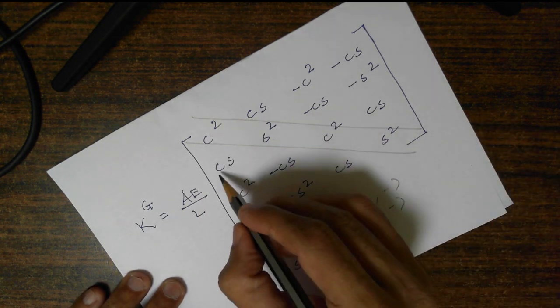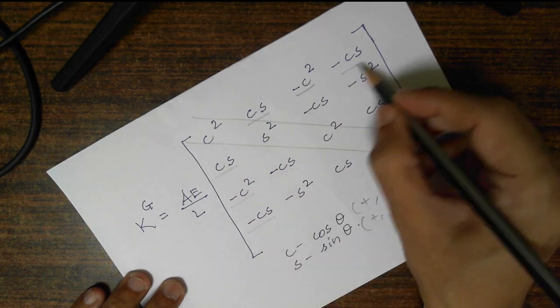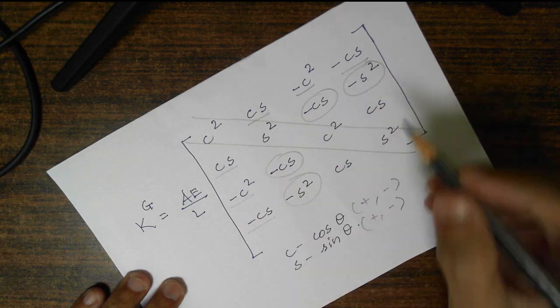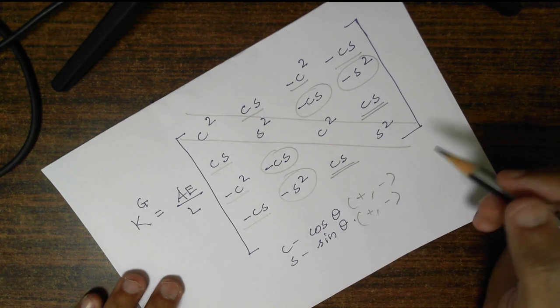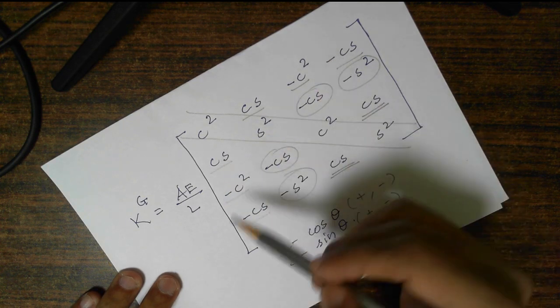Second thing, the other elements are symmetrical. Is it symmetrical? Yes, they are symmetrical. This is CS, minus S square, and then this is CS and this is CS. So all other elements are symmetrical in nature. Diagonal elements are positive, all other elements are symmetrical.